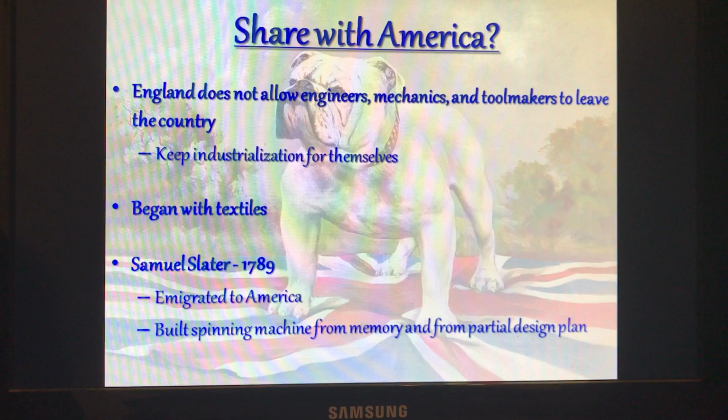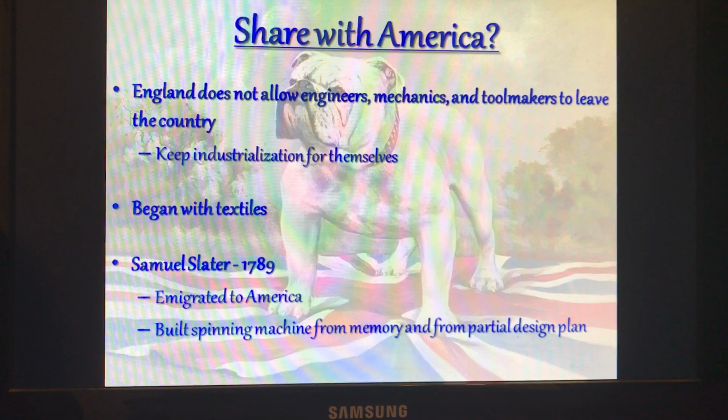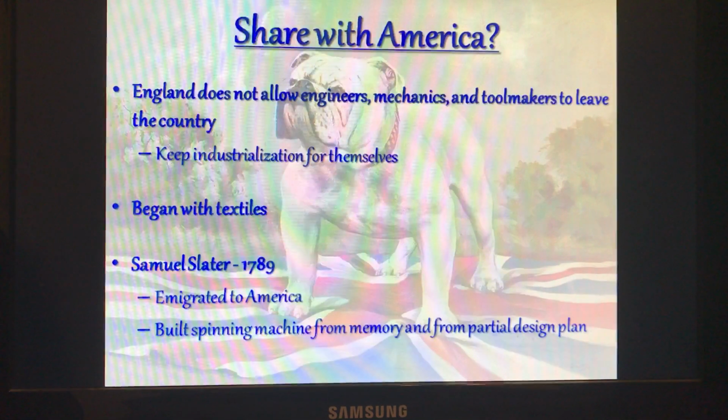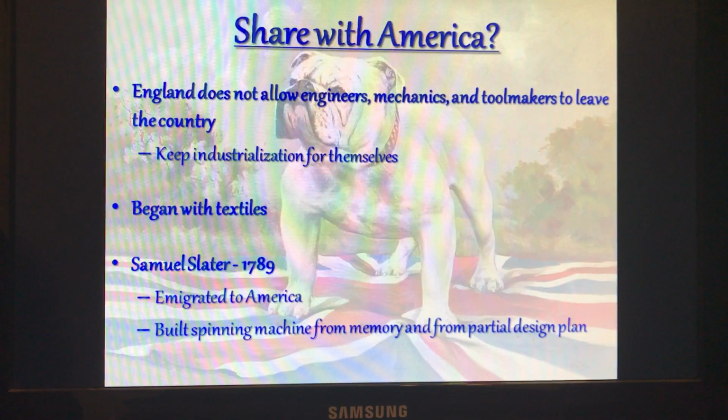They weren't going to allow any of their engineers, their mechanics, tool makers, anything to leave the country, because if they did, they would take their plans and their blueprints for these machines and tools with them. England didn't want that. They wanted to keep all the tech for themselves. However, the information and the blueprints, they got out anyway. As information and technology always does, it always finds a way to get out.